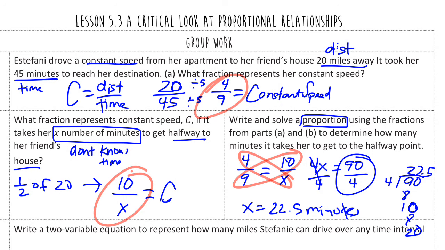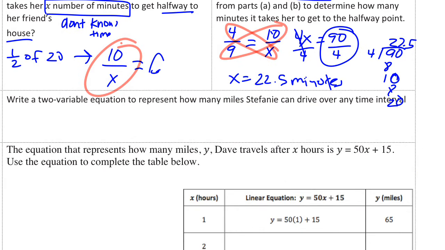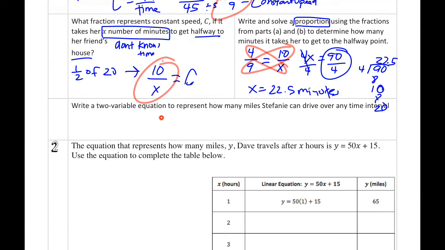Okay, great. What I need you to do right now is pause the video and do this last part. If you don't know how to do this part, you need to look at the example from problem 2 in the notes. When you're done, come back and check it. Okay, so it says write a two-variable equation to represent how many miles Stephanie can drive over any time interval.